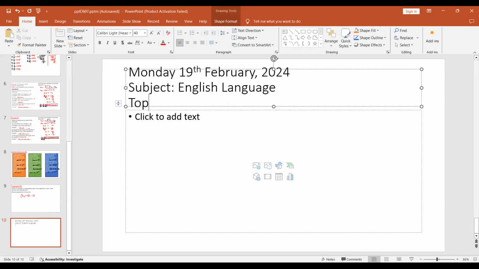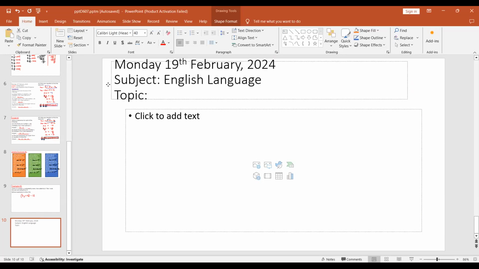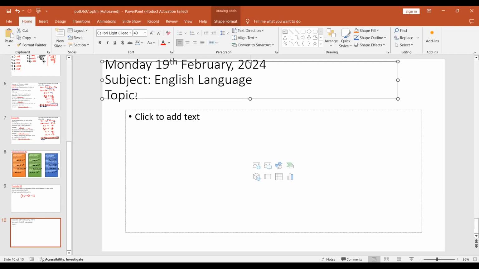And the topic is, can anyone remember the last thing that we did for English language? We were looking at what? Correct choice of words. Very good. We were looking at the correct choice of words. All right.